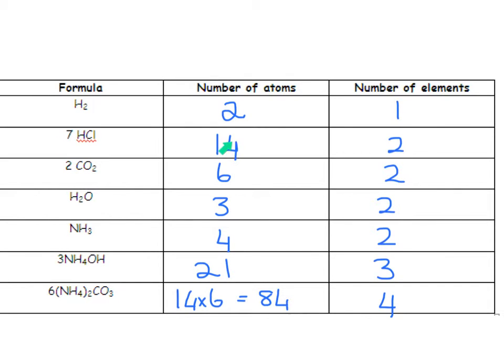There's 2 times 7, 14. 1, 2, 3 times 2, 6. 1, 2, 3, 3, 4. 4, 5, 6, 7, multiplied by the big 3 in front, 21. This one's a little bit more tricky. This 2 on the outside belongs to both the nitrogen and the hydrogen. So it's 2 times 4, 8. 2 times 1, 2, 10. Plus 1, plus 3. So that's 14 altogether. Multiplied by 6 gives me 84.